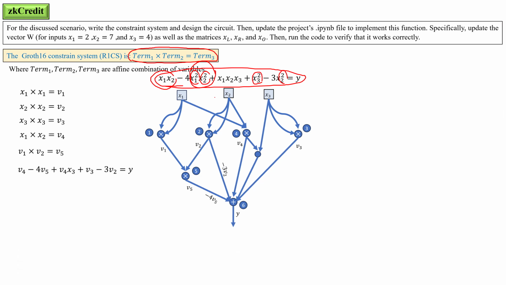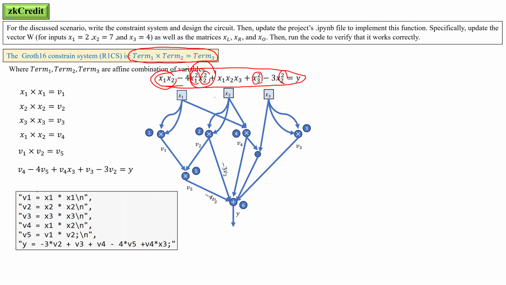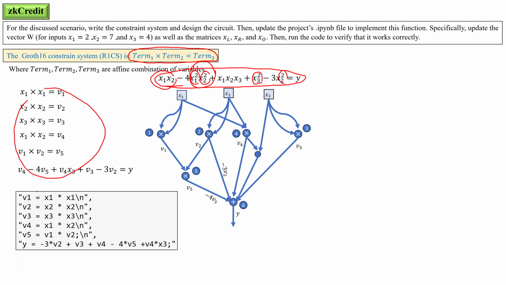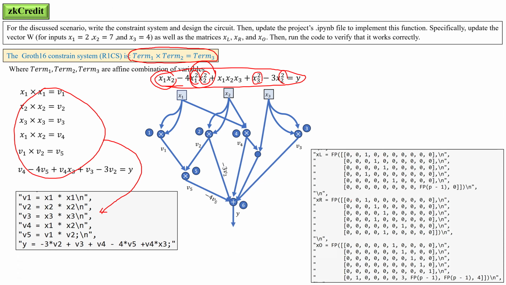Okay, now we have written the formula of computing the health factor in a standard form of R1CS, which is used in Groth16, right? Then if we want to use the Python code that we already discussed, we need to update the SRS part of the code and also the matrix part of the code, right? So we would update the SRS code in this form because we want to write the constraint system in this form. And also we would update the matrix part of the code in this form.